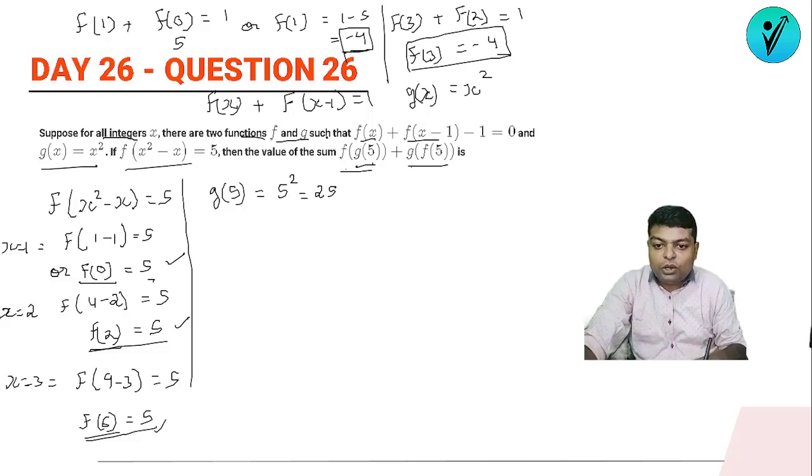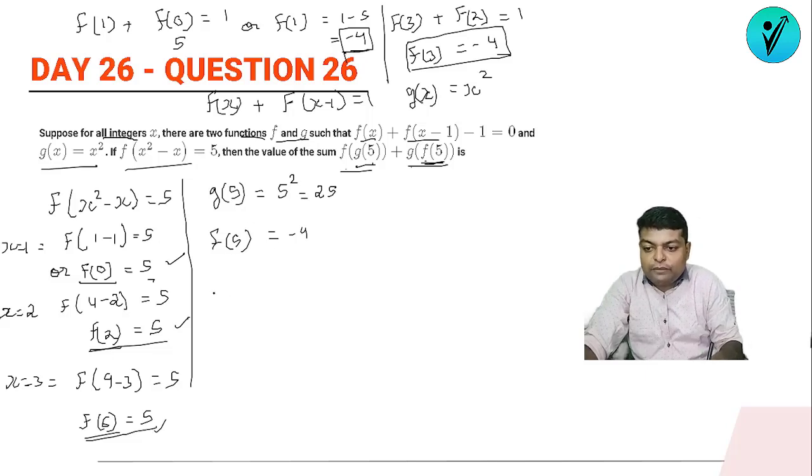So let's use it. Now we have to get the value of f of 5. So what is the value of f of 5? It is f of odd. So f of 5 will be what? F of odd is what? It is minus 4.